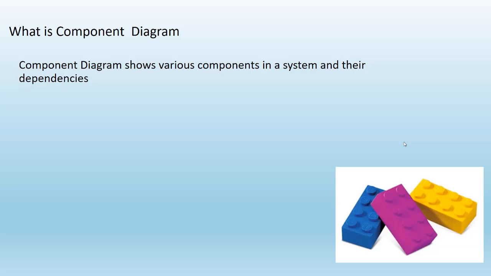The definition part. A component diagram shows the various components in a system and their dependencies. A component represents a physical module of code. Typically, during implementation, a component is often the same as a package. So that's the quick definition. Next, let's look at the purpose of this diagram.